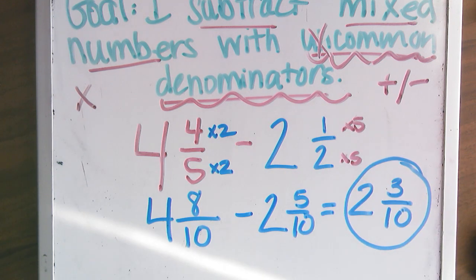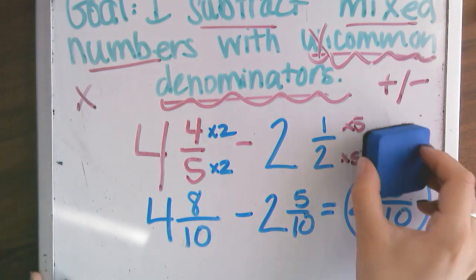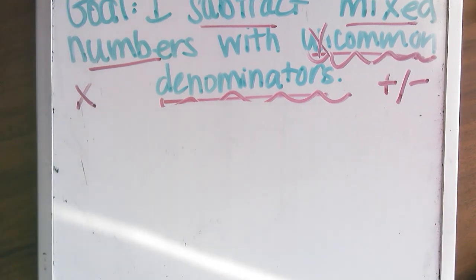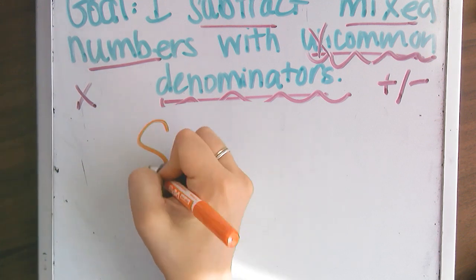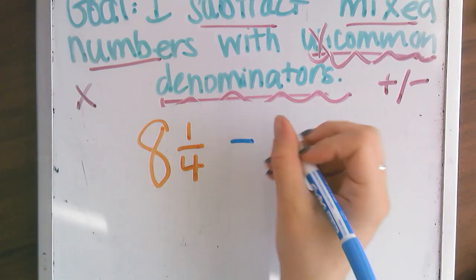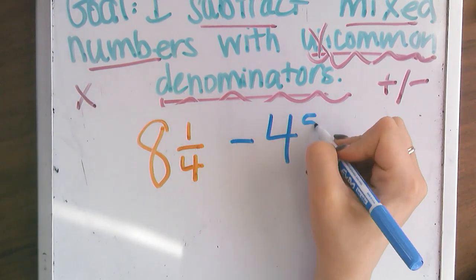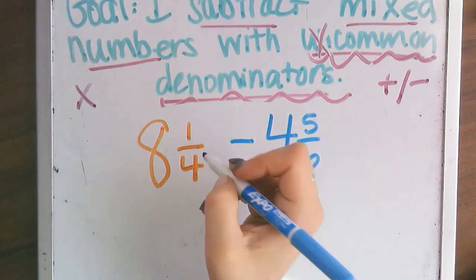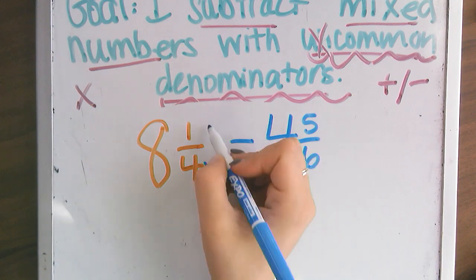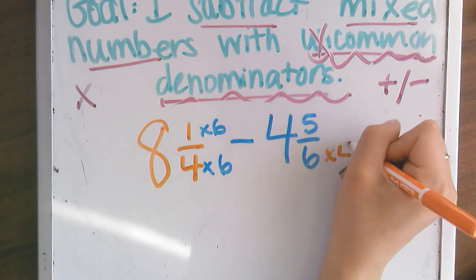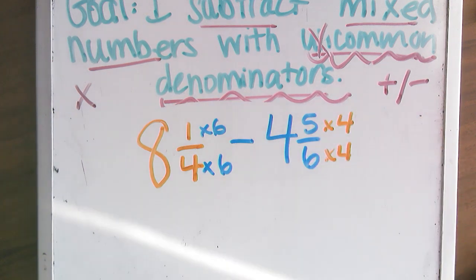Now, we're going to take this one step further. What happens if we need to regroup with a fraction and we have uncommon denominators? That's a whole other level. So we might have something like 8 1/4 minus 4 5/6. So we still start with the same thing. We're still going to create those common denominators. So I'm going to multiply this one by 6. Whatever we do to the bottom, you must also do to the top. I'm going to multiply this one by 4. Again, whatever you do to the bottom, you must also do to the top.